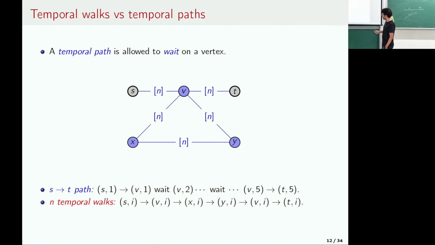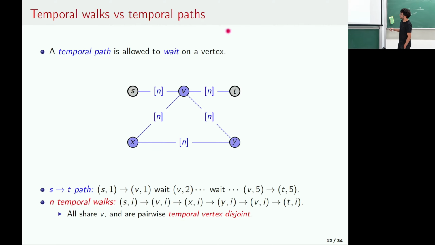Okay? And there is a difference here in this example because clearly every single path that I take from S to T has to cross V, right? So I cannot take two disjoint temporal paths from S to T. But if I want them to be temporally disjoint, then I can find many walks, because each walk like this uses V at time i, and I can take any temporally disjoint walks.